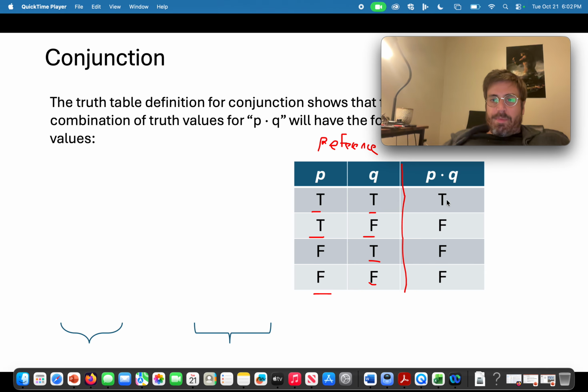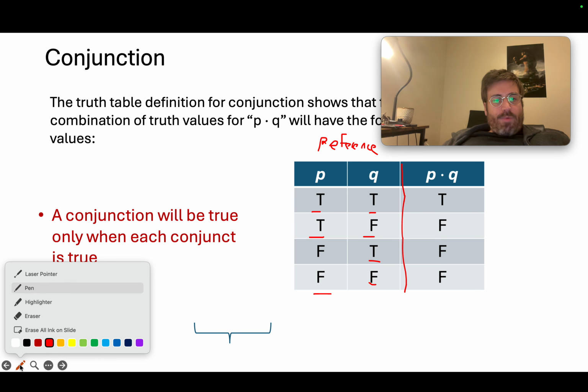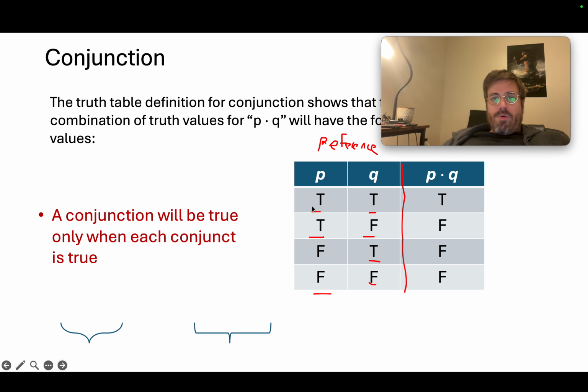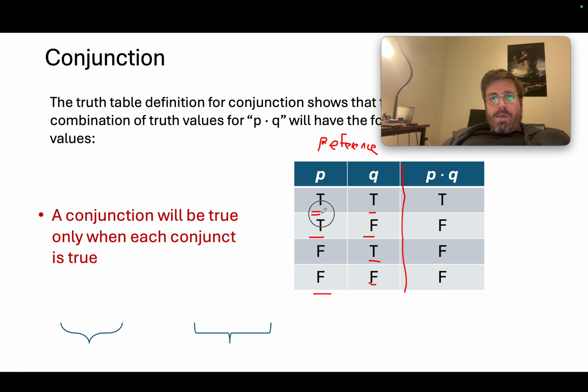Essentially, this arrangement, T, F, F, F, refers to the value of dot. The rule for conjunction is that a conjunction will be true only when each of the conjuncts on the reference table are true, right? So have a look at our reference table again. If we begin with the first row, we see that the first two values are true. P is true and Q is true. And so based on our rule, we know that the first row of dot is true because both of the conjuncts are true.